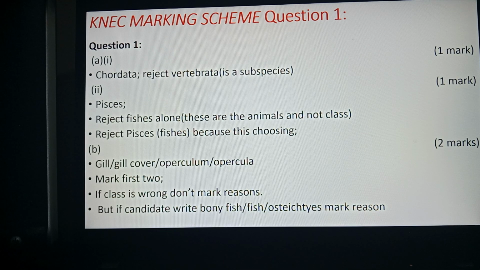For the reasons, you have the gill cover, operculum, and opercula. You mark first 2. If class is wrong, don't mark reasons. But if the candidate writes bony fish or fish or Osteichthyes, mark the reasons.